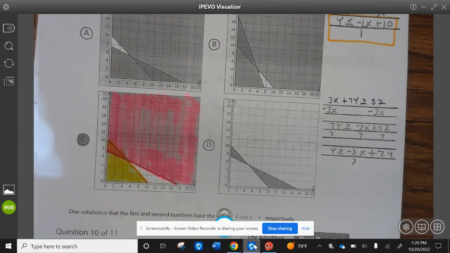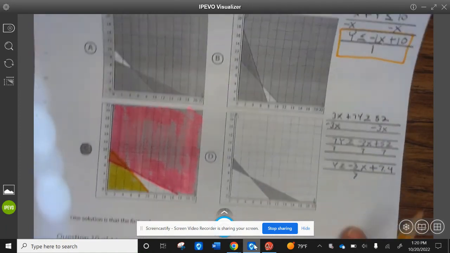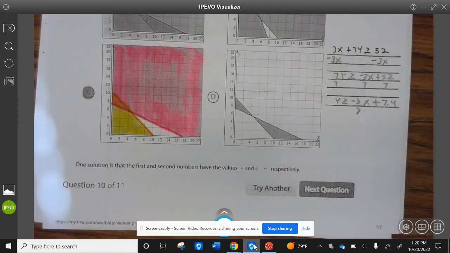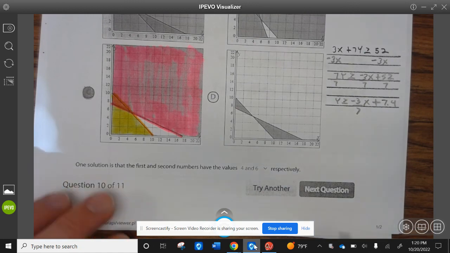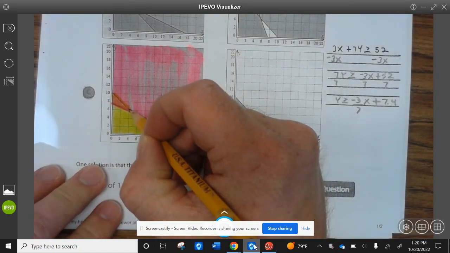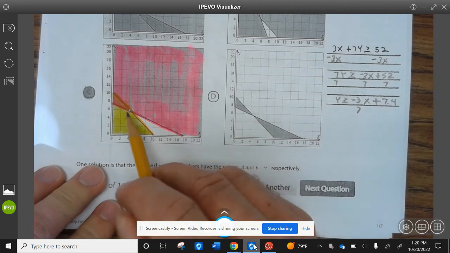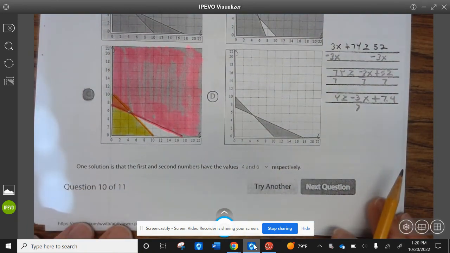Okay, and then our solution is in the overlapping shaded region. So let's see, one solution is the first and second numbers are values of 4 and 6. So 4 and 6 is about right here. So that's in the shaded region.